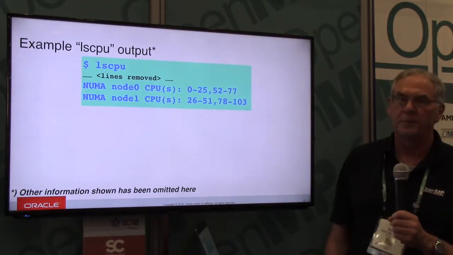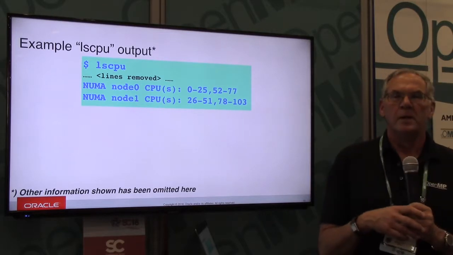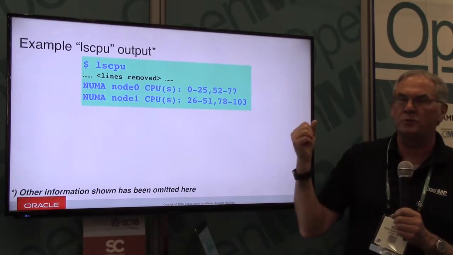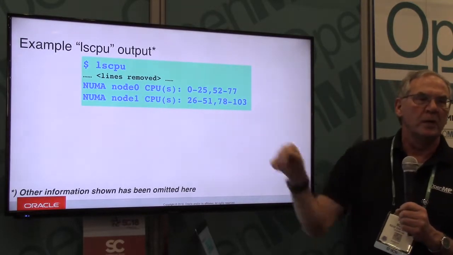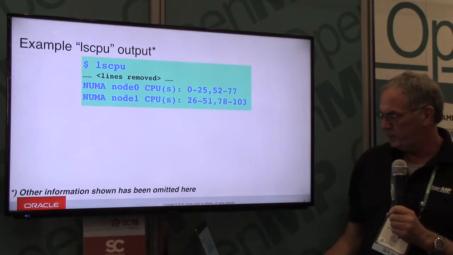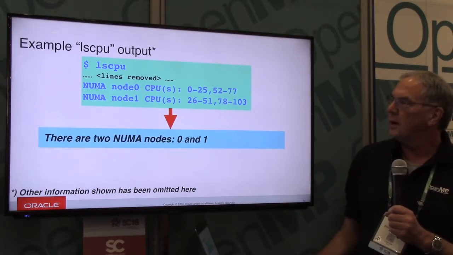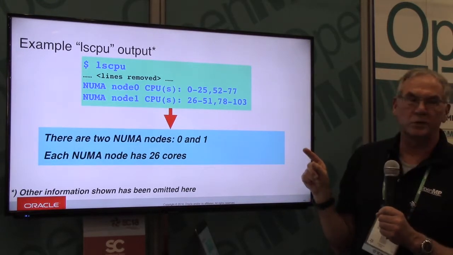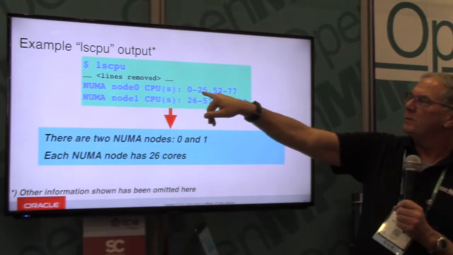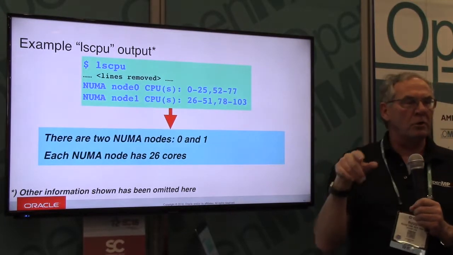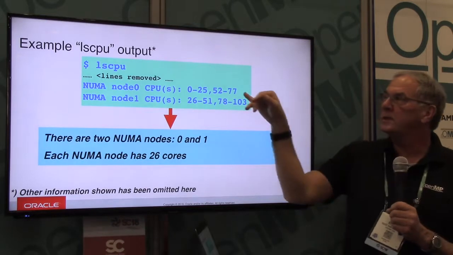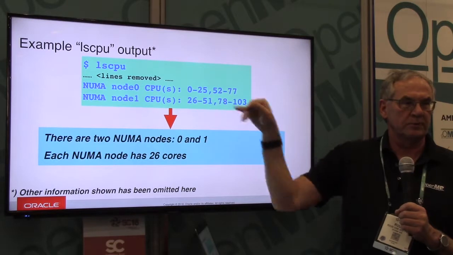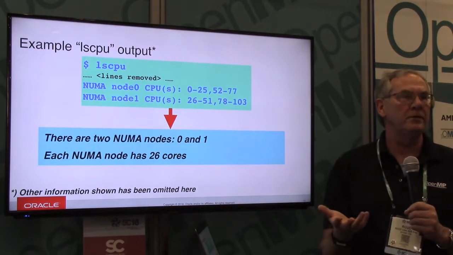And here's an example. I type in lscpu, and I get a whole bunch of output. But for this kind of tuning, I want to look at the NUMA nodes. What it tells me is there are two NUMA nodes, 0 and 1. Each NUMA node has 26 cores. Well, how do I know that? The comma-separated lists are strands. So what we see is there are two strands in each core, and in total there are 26 cores. So that's how to read these kinds of numbers.